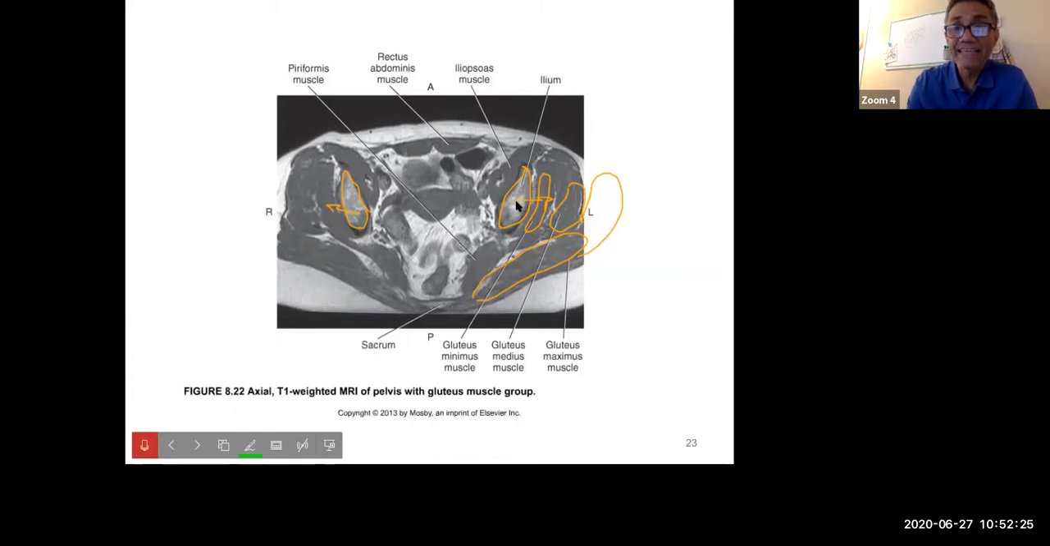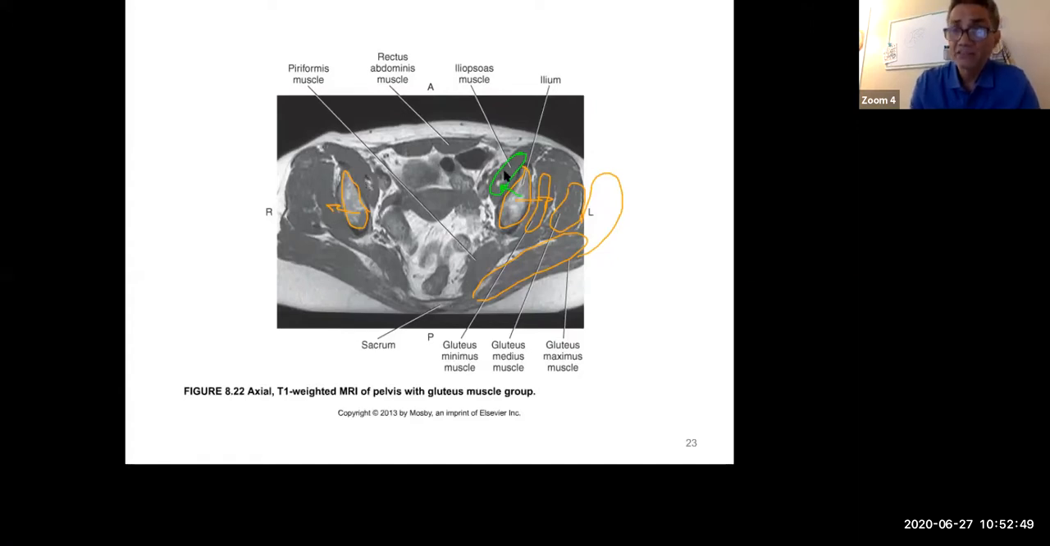If this is the ilium bone or iliac bone, and those are the gluteals, that means if I move in this direction toward outside, the first muscle to see is the iliopsoas, the iliac fossa, correct? So you see it on the right and on the left aspect.